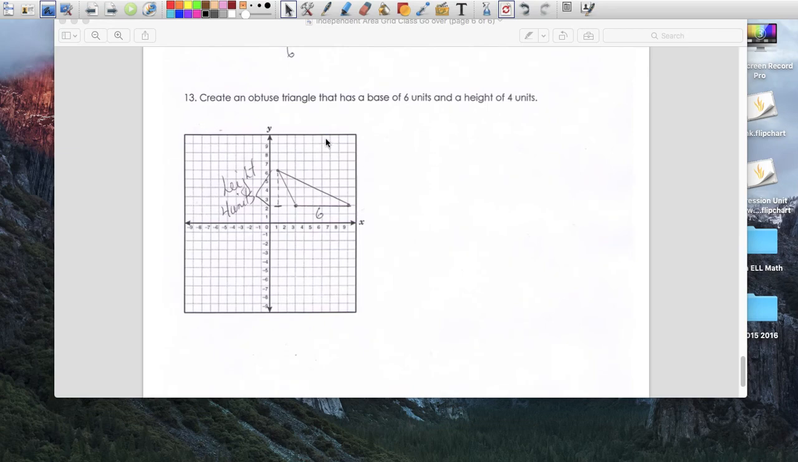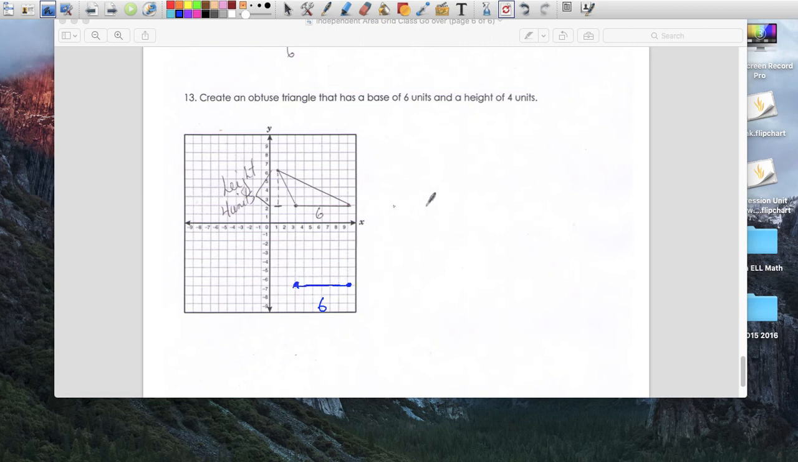Create an obtuse triangle. Here I'm going to tell you what I did, with a base of 6 and a height of 4. So you have nothing. Let me pick this one here. I count 1, 2, 3, 4, 5, 6. So this is the base of my triangle, 6 units.